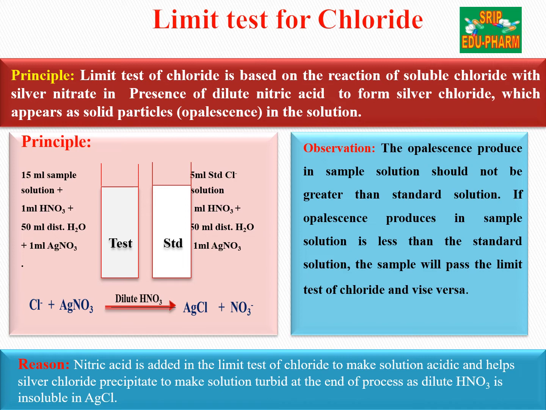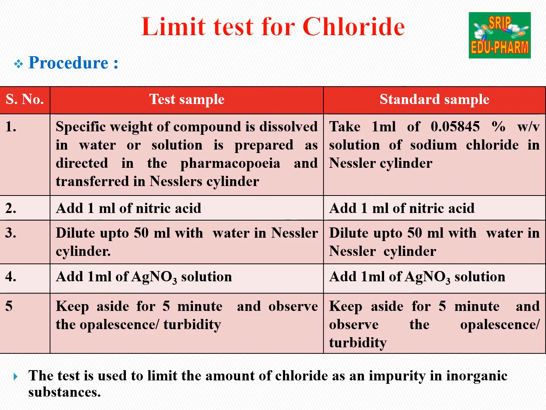What is the reason behind using nitric acid in the limit test of chloride? Because nitric acid makes the solution acidic and helps the silver chloride precipitate to make the solution turbid at the end of the process. This is the procedure for the limit test of chloride, which was discussed in the earlier slide. Generally, the limit test of chloride is used to control the amount of chloride as an impurity in inorganic substances.